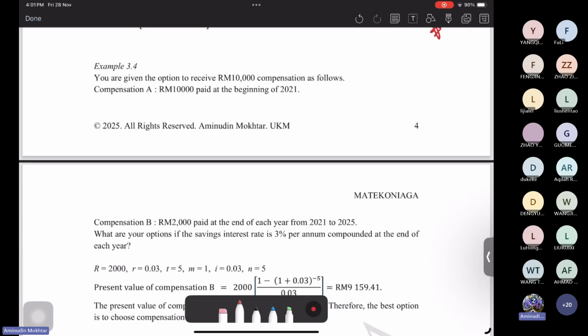Compensation A is 10,000 paid at the beginning of 2021. You receive all the money at the beginning of 2021. Okay, that's one option.